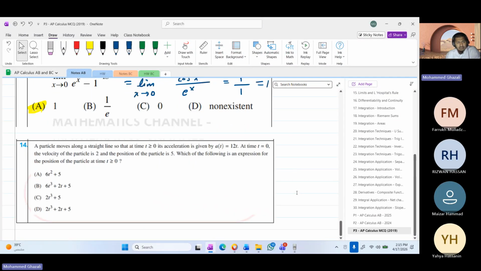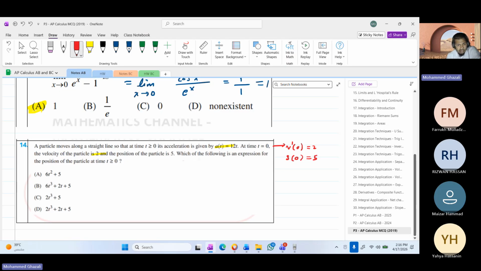Right, so a particle moves along a straight line so that for time t positive, its acceleration is given by a of t. At time t equals 0, the velocity of the particle is 2. What information did they give us there? V of 0 is equal to 2. The velocity is 2. And the position of the particle is 5. In other words, position S of 0 is equal to 5. Those are the information given.